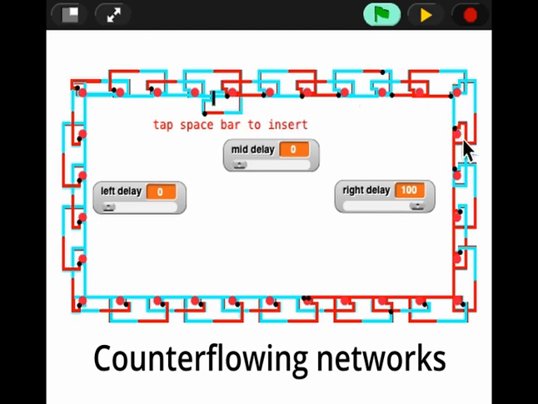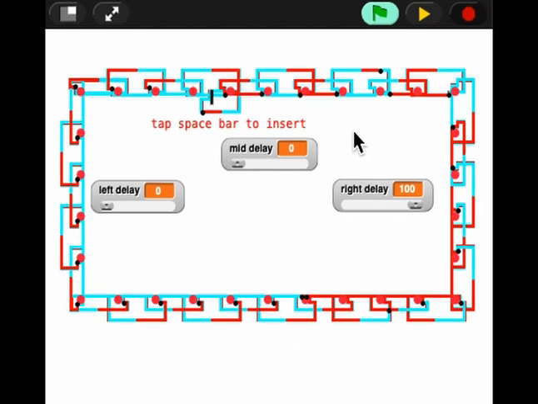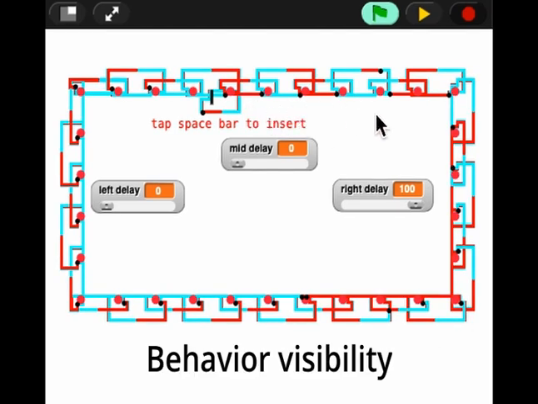Wavefronts flow clockwise through the wavefront flow network, which I'm outlining here. And as mentioned before, bubbles flow counterclockwise through the closure network, or the bubble network. Now, these two networks can be viewed as independent behavior networks that intersect through all of the behaviors. So contemplate that for a while. Counterflowing, intersecting networks.